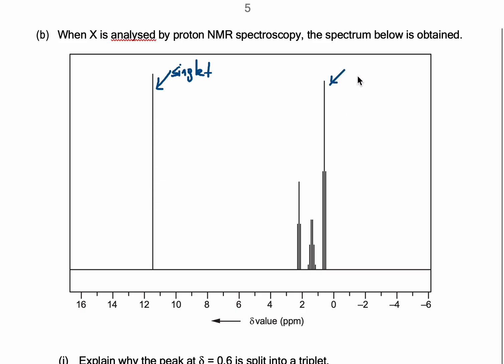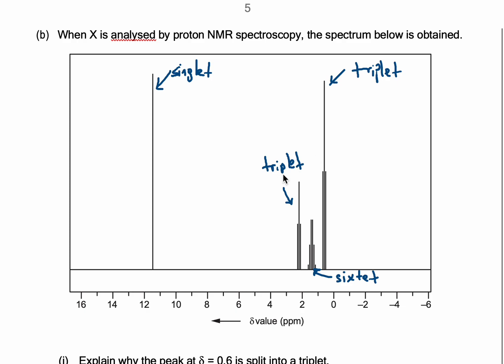Here you can see a triplet. Next one is a little bit complicated, but it can be determined. It will be a multiplet. Here we can see that it is a sextet, and this one is also a triplet. Why do we have this kind of signals?